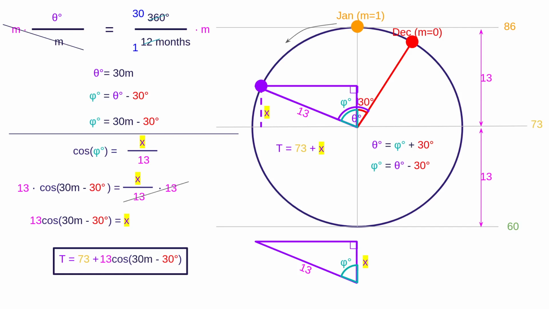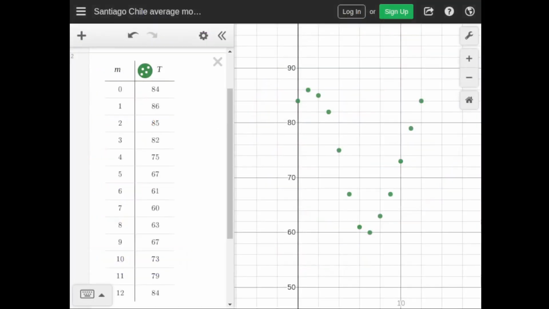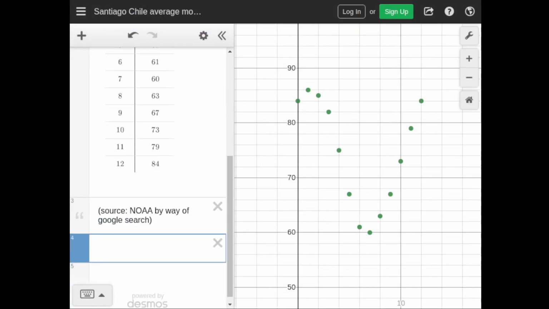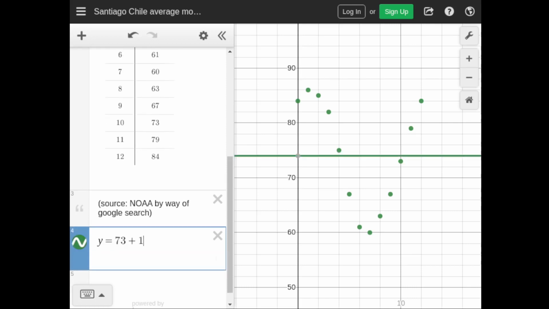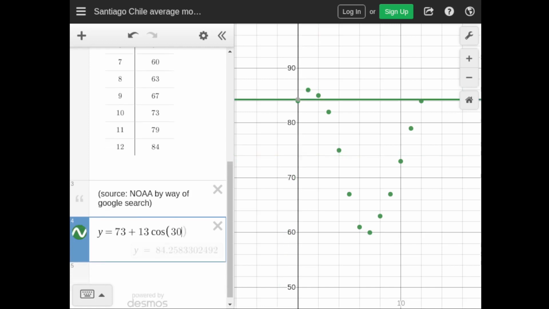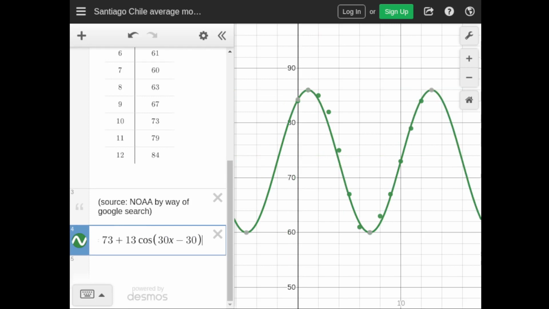So let's go back at this point to our graph, plug it in, and see how well it works. We don't expect it to be perfect. And I remember that I do want to use y and x. We already know, for example, that April wasn't quite a perfect match, but it looks like it's pretty good.